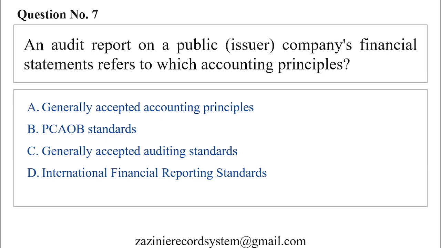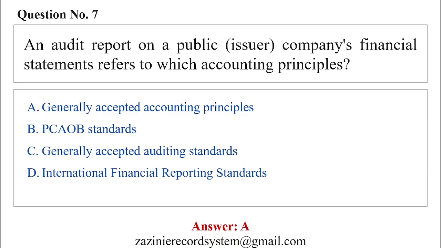Question number 7. An audit report on a public issuer company's financial statements refers to which accounting principles? Letter A. Generally accepted accounting principles. Letter B. PCAOB auditing standards for issuers. Letter C. Generally accepted auditing standards. Letter D. International financial reporting standards. Correct answer is letter A.